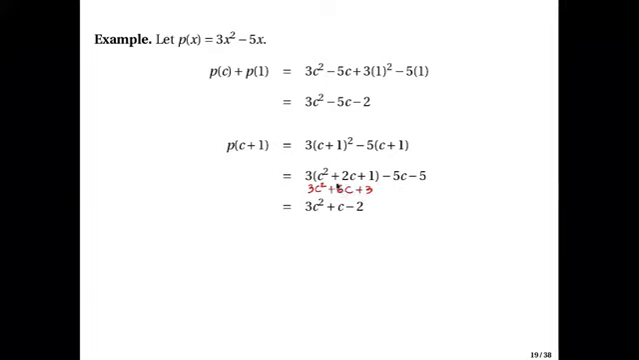And then we simplify. You have 6c plus minus 5c, that's plus c. And here you have 3 minus 5, that's minus 2. But what's the point? P of c plus 1, you get 3c squared plus c minus 2. On the other hand, you have P of c plus P of 1. This is 3c squared minus 5c minus 2. This guy and this guy are not the same.